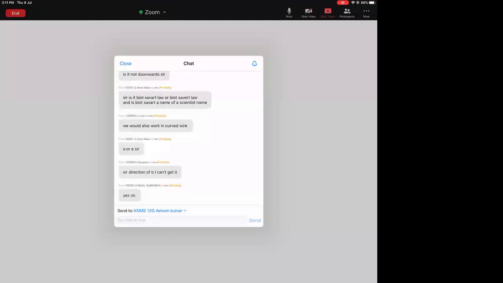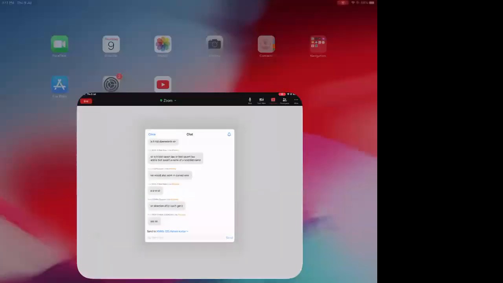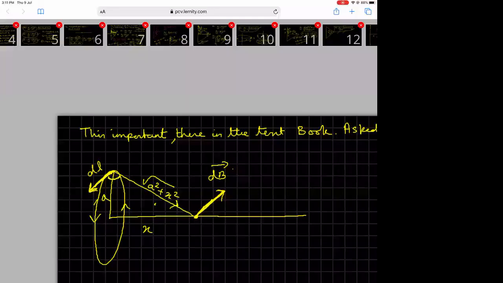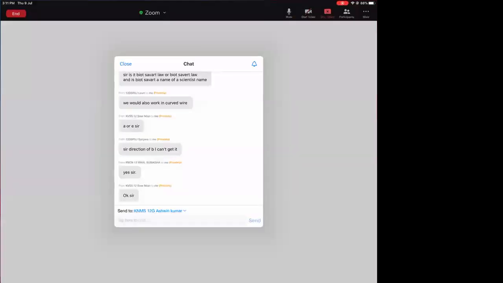Direction of B, you can't get it. Okay. See, first, understand that it's a coil. So stretch your fingers. Okay. Let me try to do it on a video. Let me try to get the video on, and then let me try to do it.